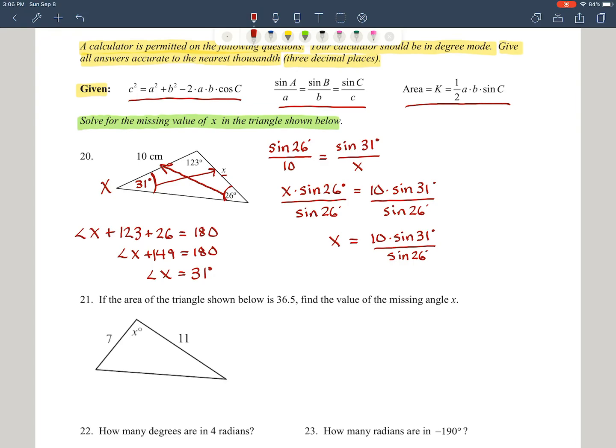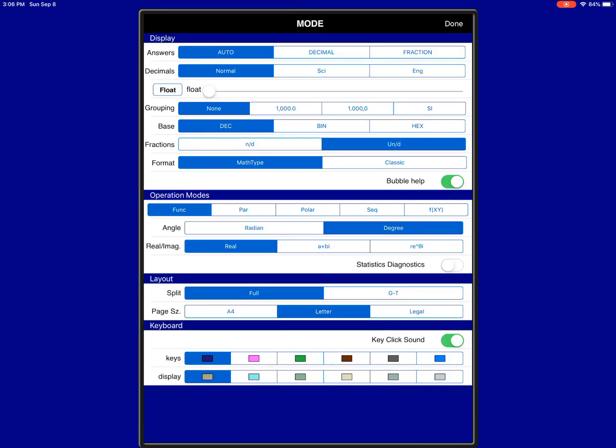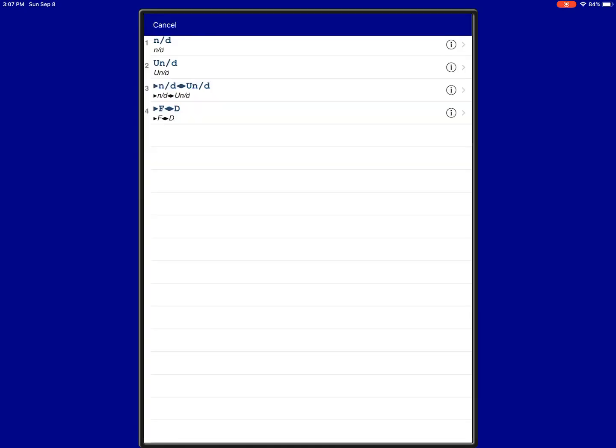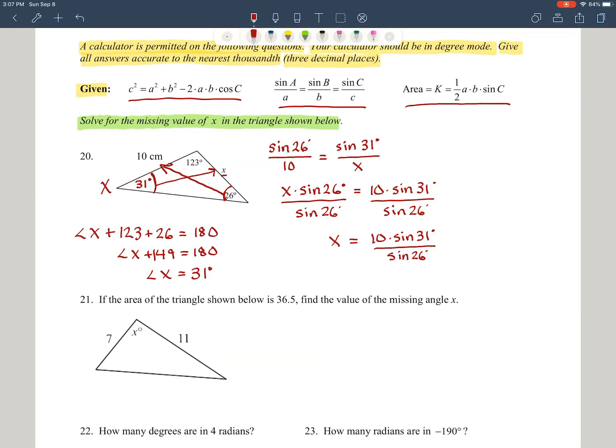Let's see, I'll jump into a calculator here and type that in. This one's kind of like an 84 emulator. If I go into my mode, make sure I'm in degrees there, we are. I'm just going to type it in as a fraction because that's more fun. We're going to do 10 times the sine of 31 degrees, and we're dividing it by the sine of 26 degrees. We hit enter, and you see we get about 11.7489, so that would round up to 11.749. So the side length would be equal to 11.749 centimeters. And that is our answer for number 20.